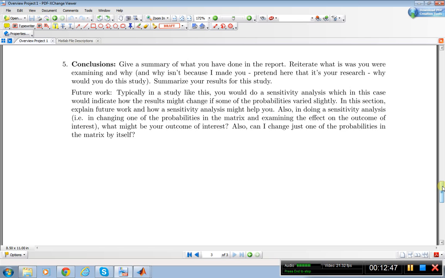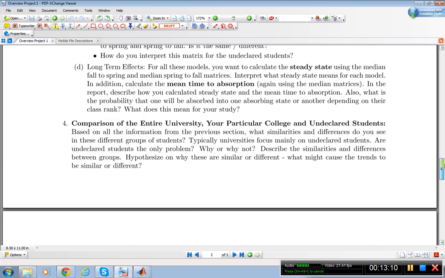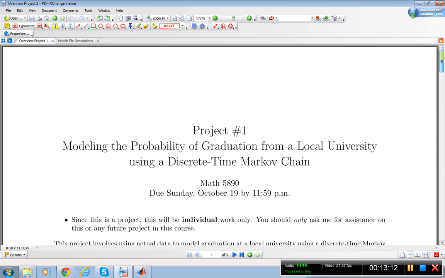You don't have to do sensitivity analysis in this, but what I want you to think about is, in doing the sensitivity analysis, what might be your outcome of interest? What might you be interested in looking at? Also, can I really just change one probability in my matrix itself? Why or why not? These are the different things that I want you to look at and think about, and to think about what you would do in the future if this were your own research project.